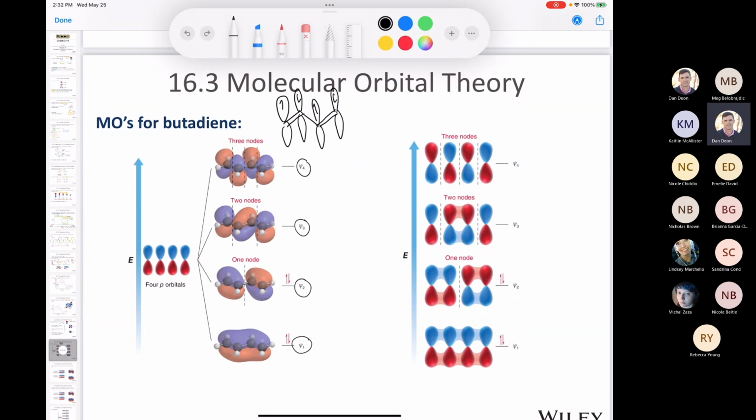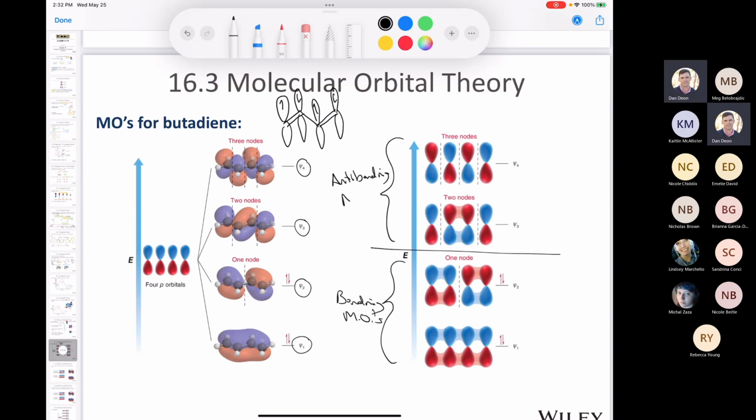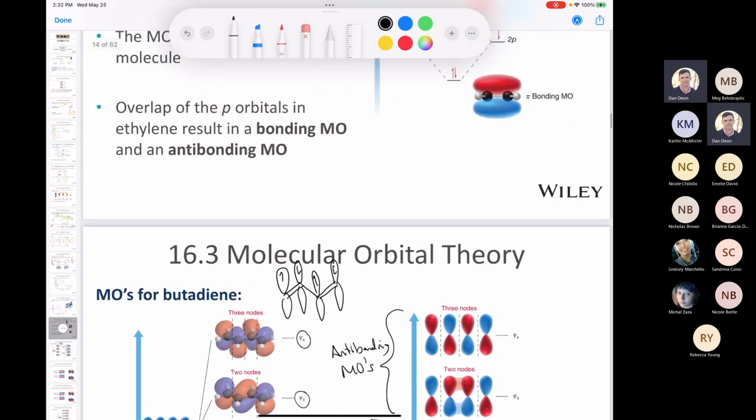Now, since we have 4 molecular orbitals, what we do is we split them right down the middle, and we say that any of the lower energy molecular orbitals, these are bonding MOs, and the ones that are higher in energy, we say that those are the anti-bonding MOs. So we've got bonding and anti-bonding. And again, we used the Aufbau principle, and we saw that all of the electrons end up in bonding molecular orbitals.